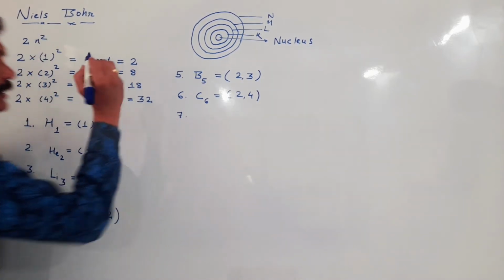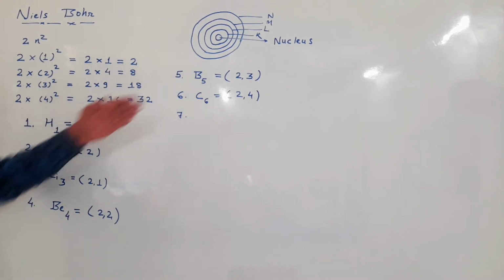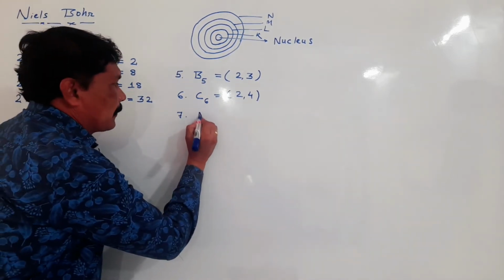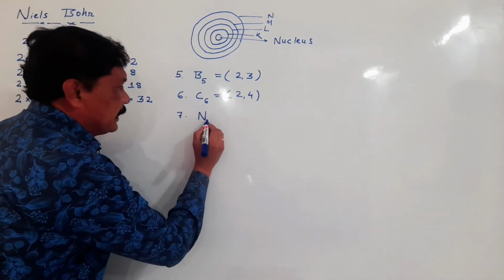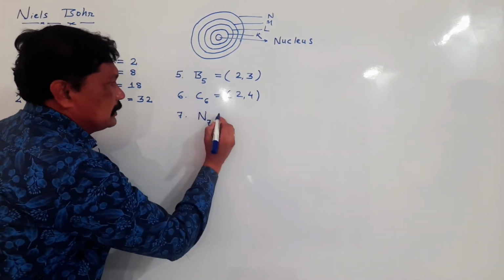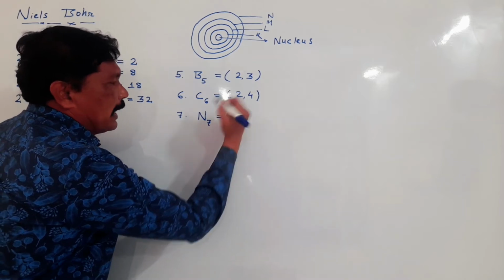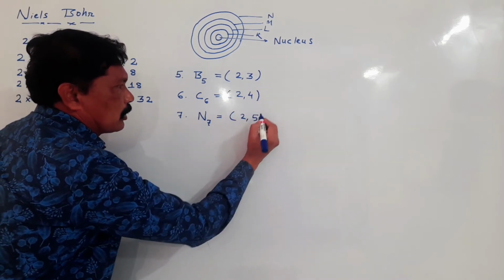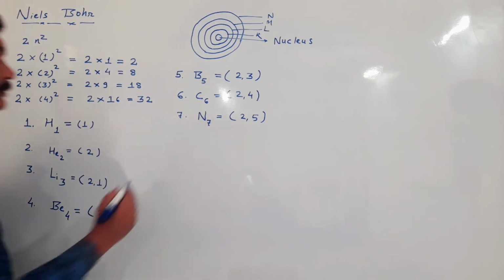My dear student, the next element will be hydrogen, helium, lithium, beryllium, boron, carbon, nitrogen. Now, what is the atomic number of nitrogen? It is 7. So we can write the electronic configuration as 2, and remaining will go in the next orbit, that is 2, 5.